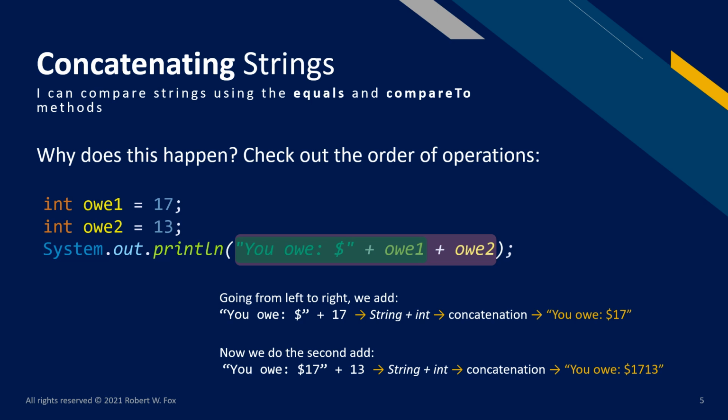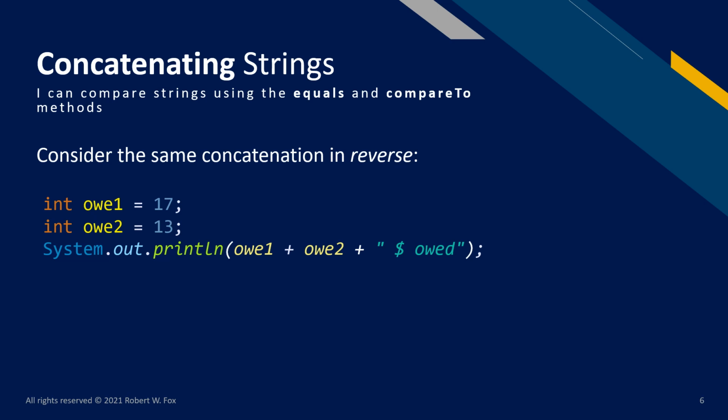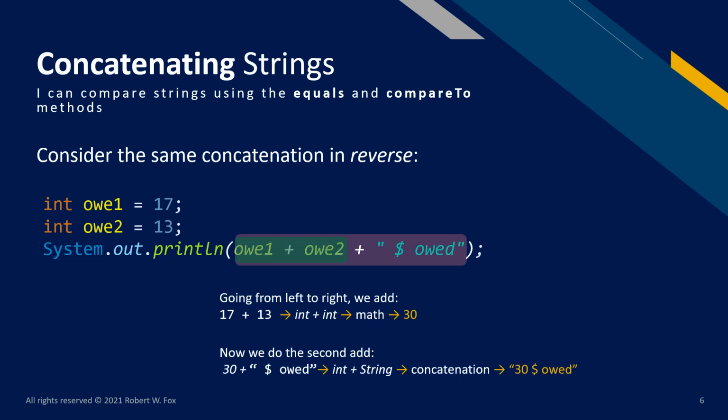Let's consider this same concatenation, but in reverse. There's still two plus signs, and Java is going to start on the left, but this time it's going to be starting by adding the two numbers, 17 plus 13. Since we're adding two numbers, Java is going to do math, and we're going to get a result of 30. That 30 is then going to be added to the string " owed", and now we're doing an int plus a string. Concatenation will happen, but that's okay because we've already done the math, and we will get that we owe $30.